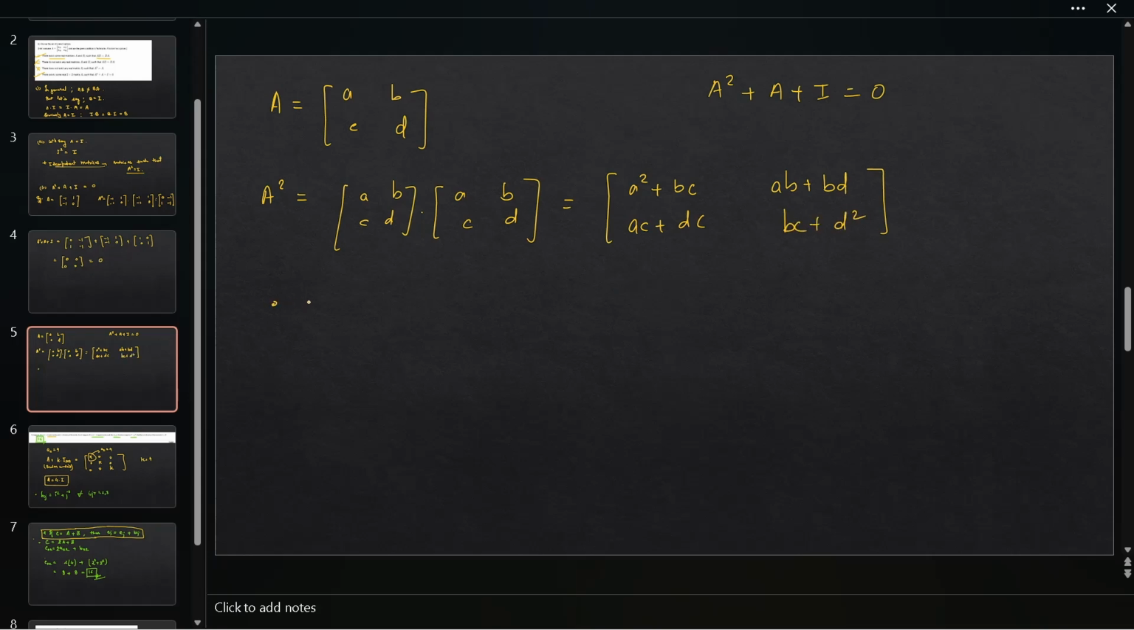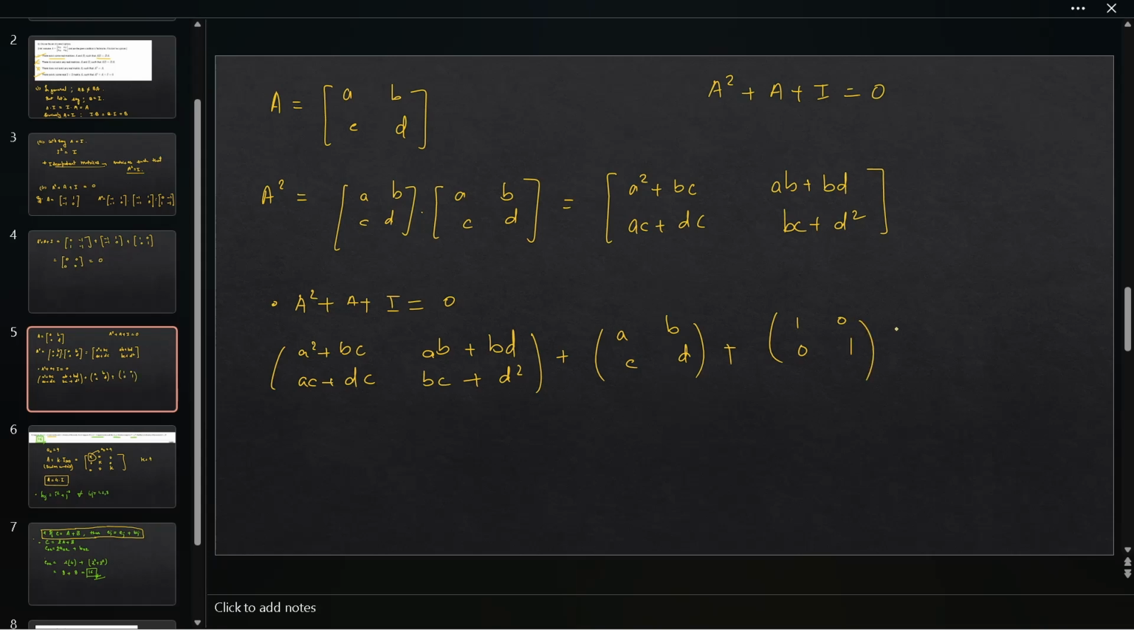Okay, now let's put the value of A square and I in this equation. So A square plus A plus I equal to 0. Here A square is going to be A square plus BC, then AB plus BD, then AC plus DC, and then BC plus D square. This was our A square. Now let's take the value of A, which is A, B, C, D, and then we have an identity matrix of order 2, that is 1, 0, 0, 1, which is equal to the 0 matrix, 0, 0, 0, 0.